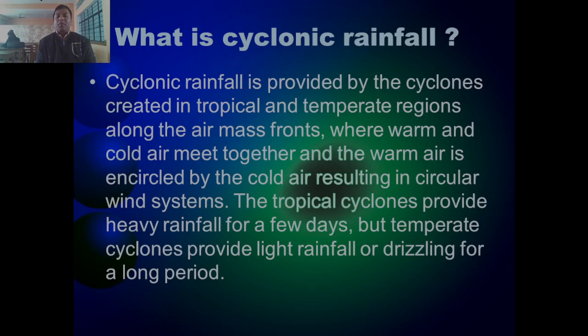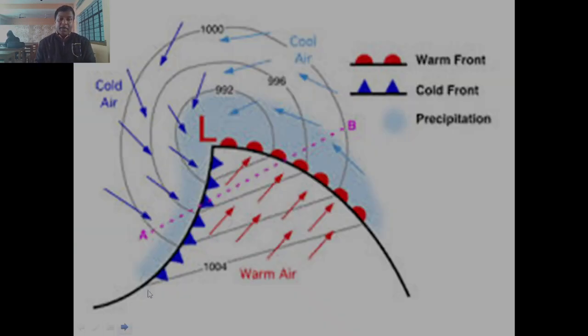Cyclonic rainfall is provided by the cyclone created in the tropical and temperate regions along the air mass front, where warm and cold air meet together and warm air is encircled by the cold air, resulting in a circular wind or oval shaped wind system. And this tropical cyclone provides heavy rainfall for a few days, but temperate cyclone provides light rainfall or drizzling for a long period.